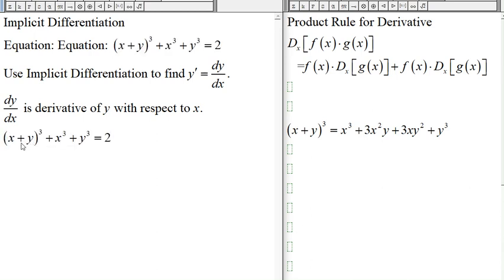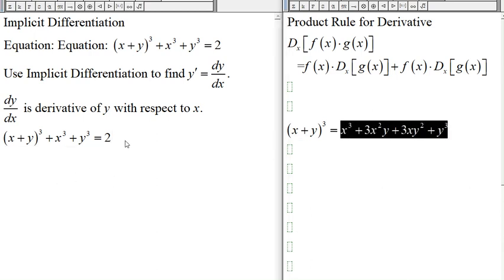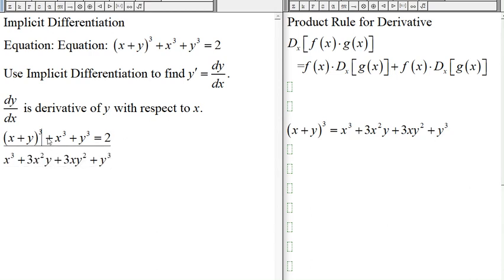This is x plus y to the third, and we can use binomial expansion and rewrite it like this. This is 1x to the third, 1x to the third, so we get 2x to the third. This is 1y to the third and 1y to the third, so we get 2y to the third. And then we have the rest, and this is the product, and this is the product.